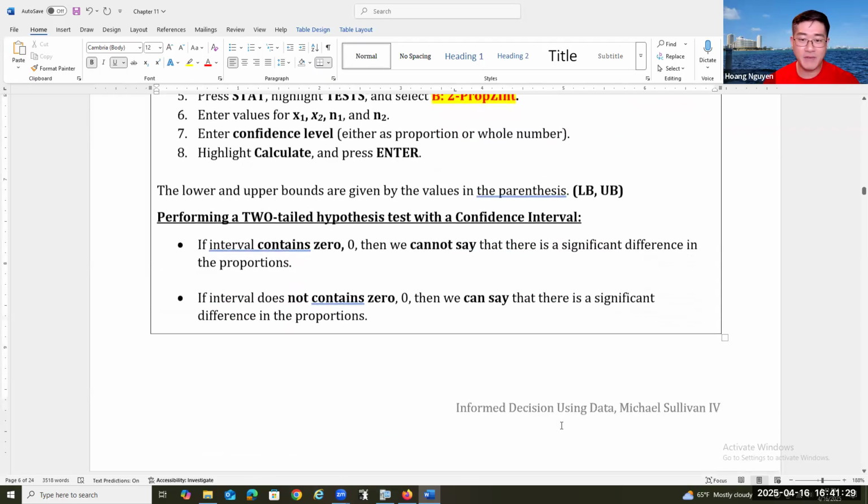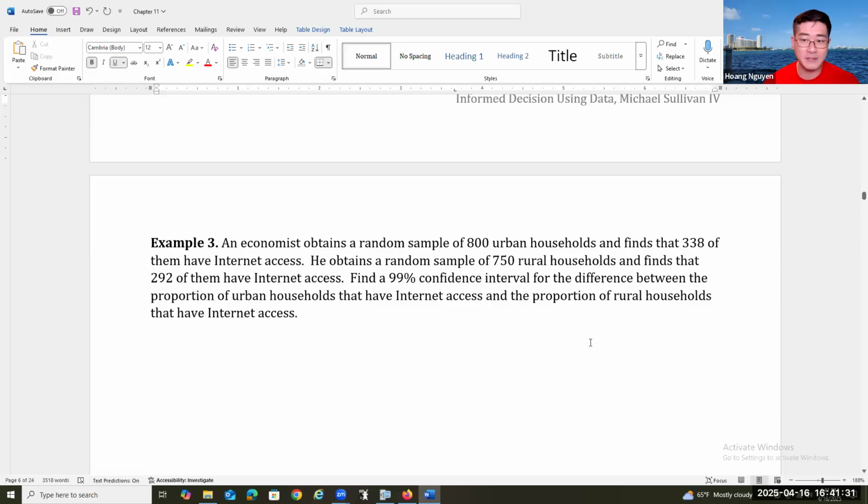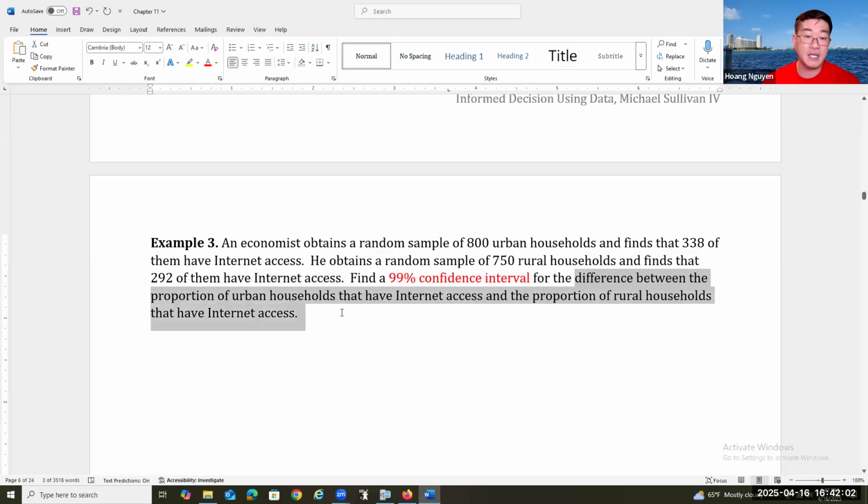Okay, so let's give it a try for this question we have right here, everyone. An economist obtained a random sample of 800 urban households and found out that 338 of them have internet access. He also obtained another random sample of 750 rural households and found out that 229 of them have internet access. Find a 99% confidence interval for the difference between the proportion of urban households that have internet access and the proportion of rural households that have internet access.